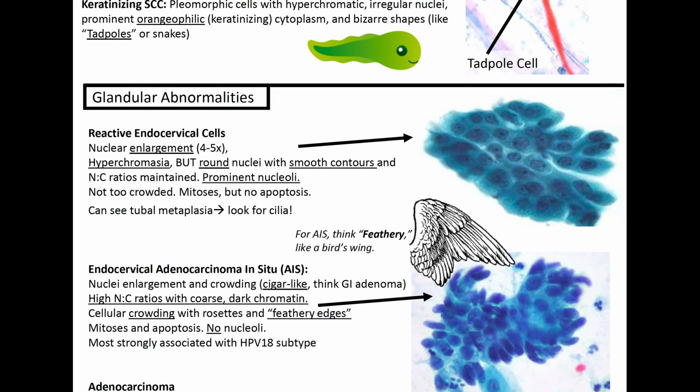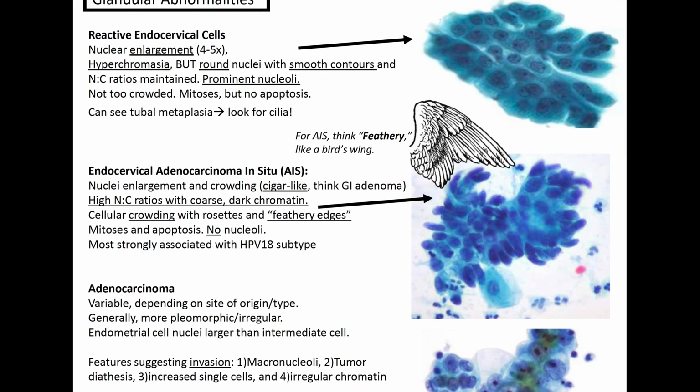So moving on, you can have glandular abnormalities, which for me are always pretty tricky in cyto. So you can have reactive endocervical cells, which can have nuclear enlargement 4 to 5 times, and hyperchromasia, but round nuclei with smooth contours. So you can see these nuclei are hyperchromatic, but they're very round and they have smooth contours versus what we were looking at earlier with HSIL that had the irregular nuclear contours.